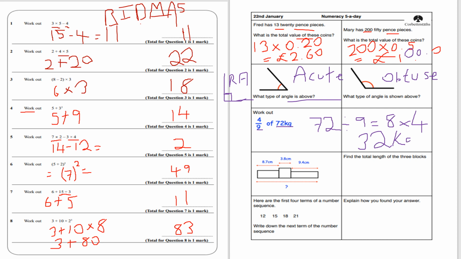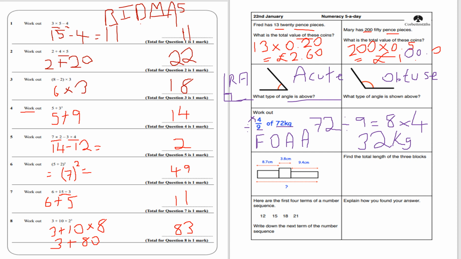Okay, so this is what I call a fraction of an amount. Okay, I'll abbreviate it. It's a fraction of an amount. So you divide by the denominator and then times by the numerator. Or you could times by the numerator and divide by the denominator. That would also work as well. But I was always taught it as divide by the bottom, times by the top.